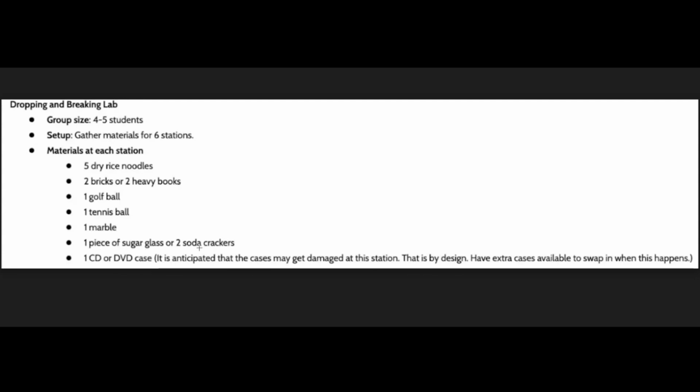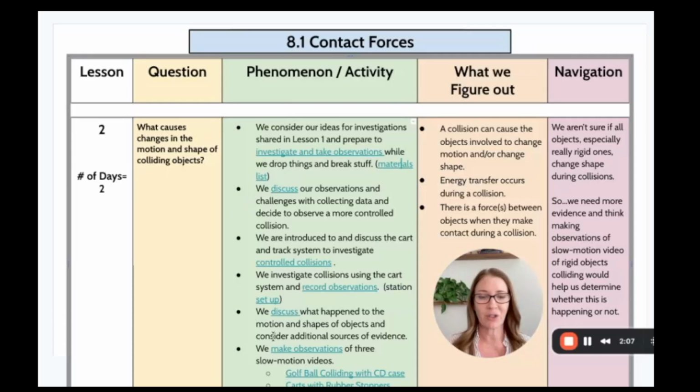Soda crackers are better. One thing I will also say is soda crackers, maybe put them in a Ziploc, so they can collide with soda crackers in a Ziploc. So the crackers are contained. Anyways, a CD case or a DVD case, but it's most likely going to get damaged. So just know that. Back to the storyline.